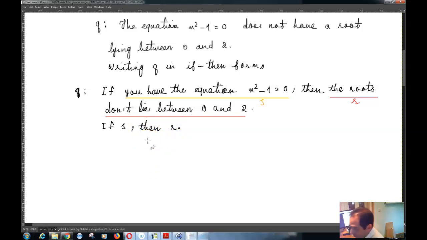So what that means is that in order to provide the counter example, or in order to prove this wrong, you have to show that basically if S, then not R. Okay? If S, then not R.